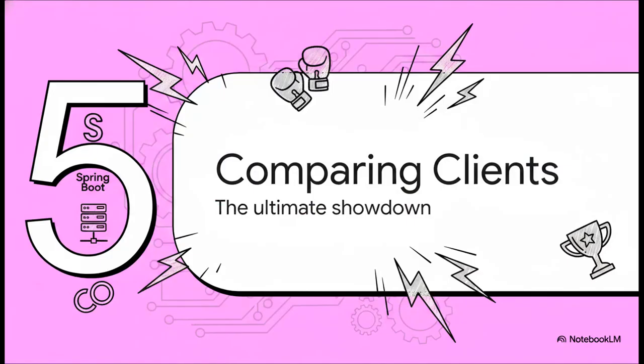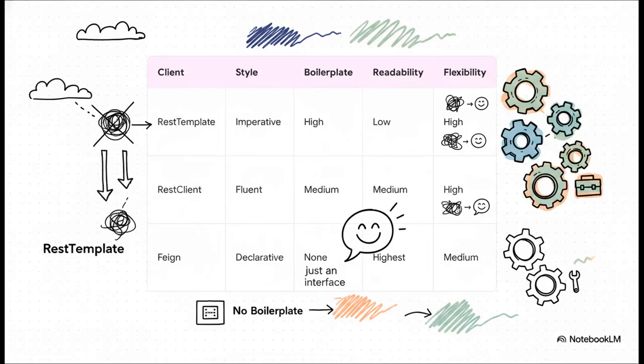Section 5. Comparing the three clients. The ultimate feature showdown. Comparing these side by side, let's look at the styles we just talked about. RestTemplate is imperative, RestClient is fluent, and Feign is declarative. Notice the boilerplate column here. RestTemplate gives you high boilerplate. RestClient lowers that to a medium amount. But Feign? Absolutely none. Just an interface.